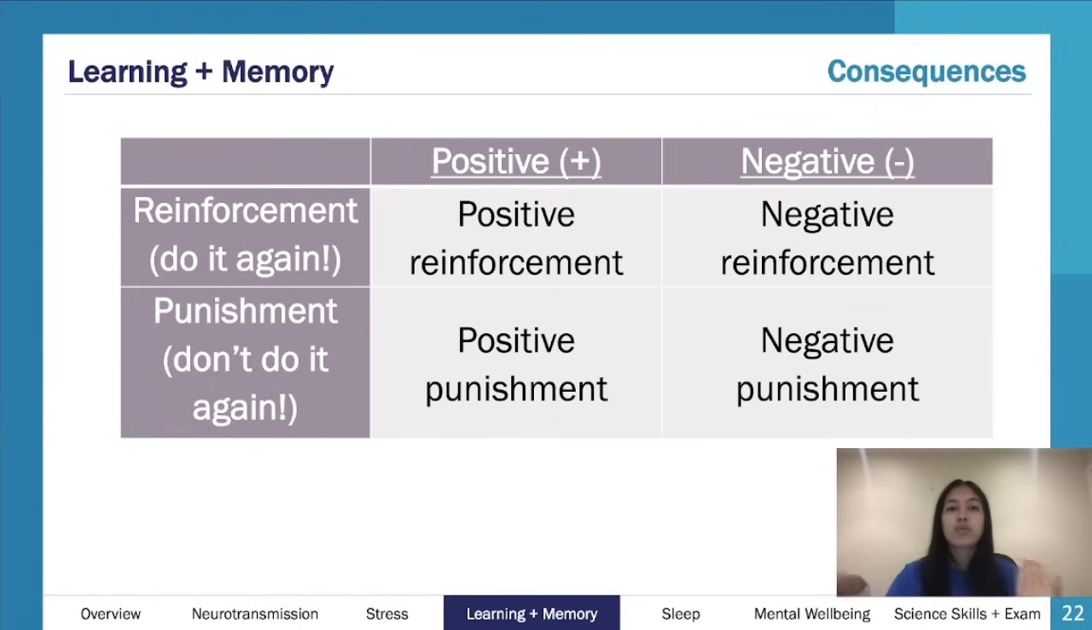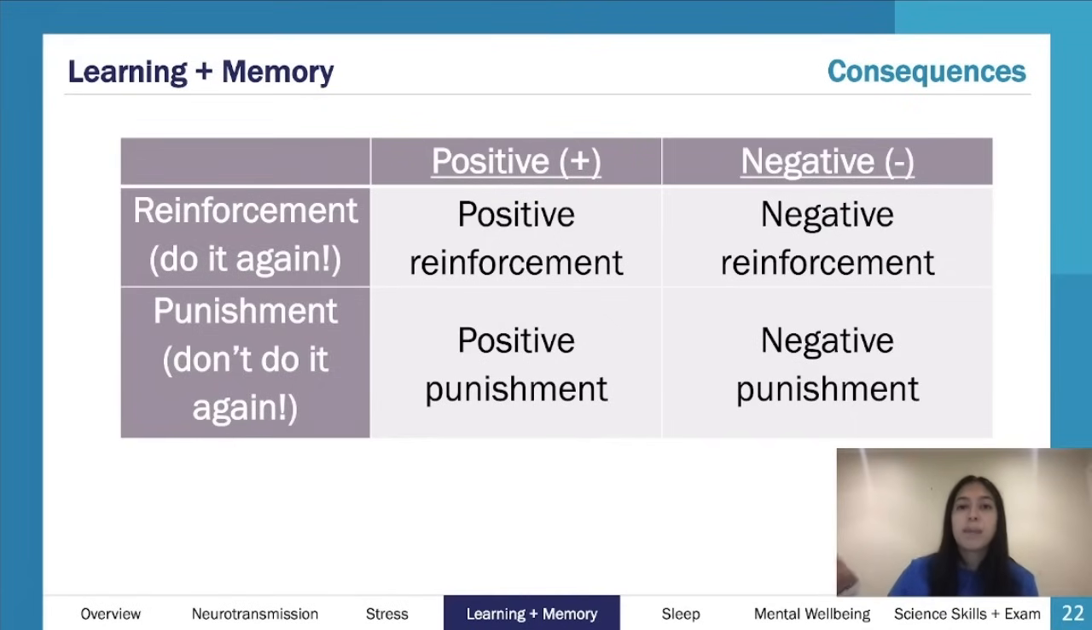Reinforcement is I'm reinforcing the behavior. I'm going to make this behavior more likely to occur in the future. Punishment is I'm decreasing the likelihood of this behavior to occur again. So your positive reinforcement, I'm giving something that is going to make someone do something again. I'm giving something good. Negative reinforcement, I'm taking away something that is going to make someone want to do something again.